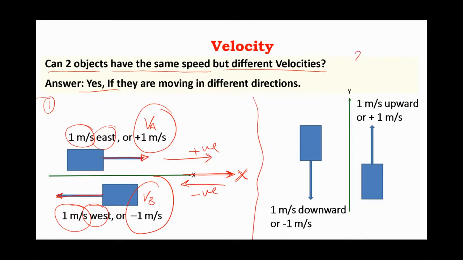Also, another example. If the objects are moving vertically in the y direction, if the object moves upward, إلى أعلى, with the speed 1 meter per second, its velocity is positive, while the other one, which is moving downward, its velocity is negative. So also in the vertical direction, upward is positive and downward is negative velocity.